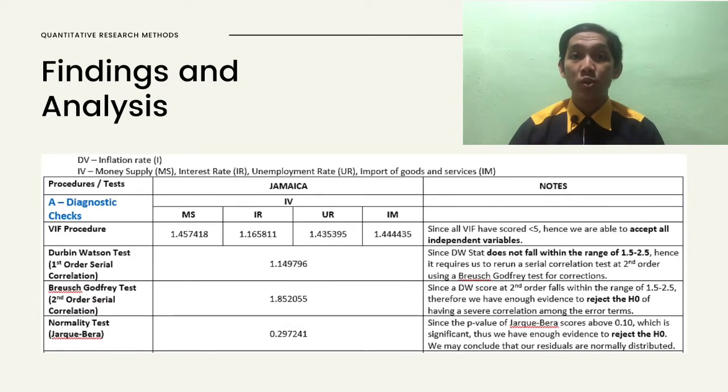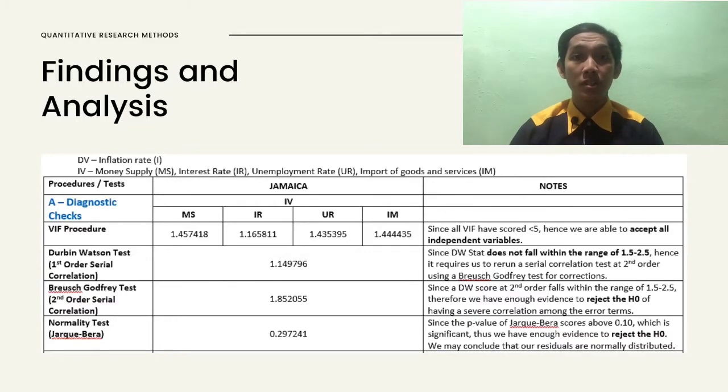For the BG test, we got the number 1.852055, since the DW score at second order falls within the range of 1.5 to 2.5. Therefore, we have enough evidence to reject the H null of having a severe correlation among the error terms.